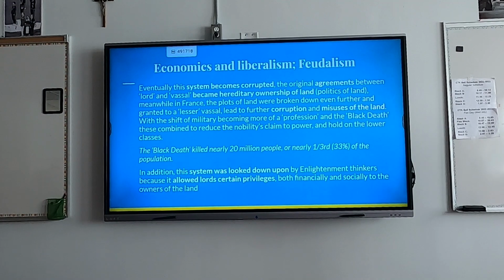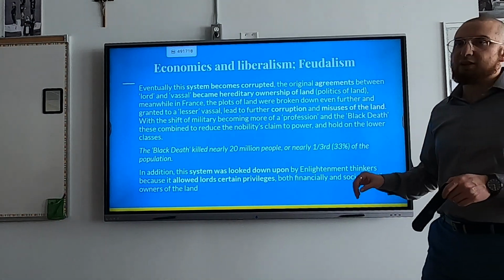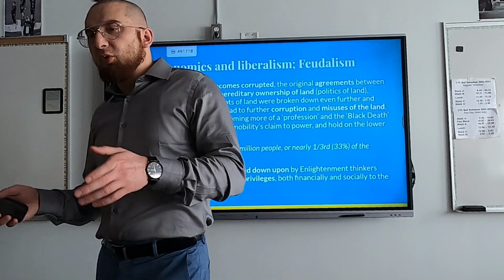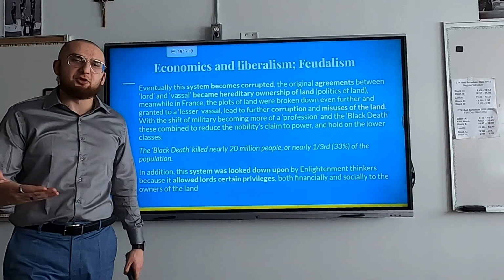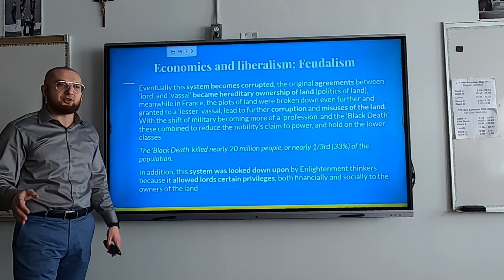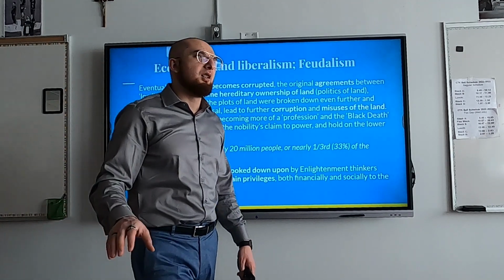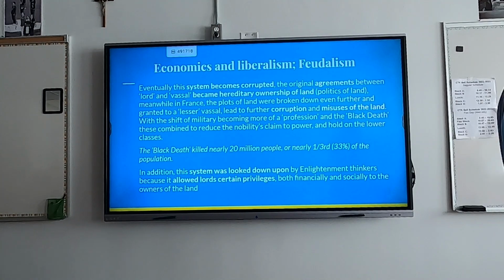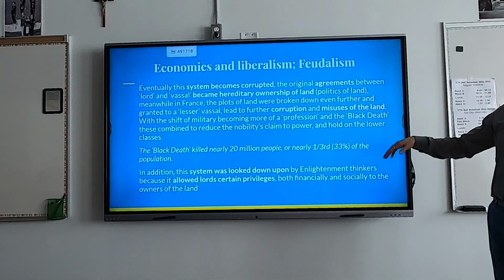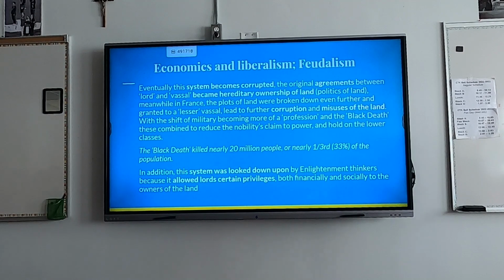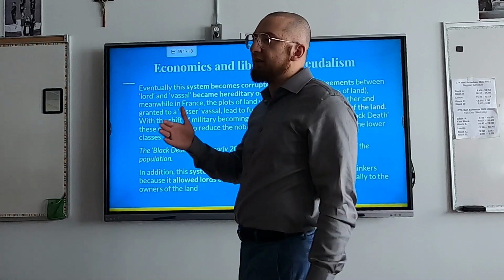So this system does become corrupted. Rather than the king giving out the land to certain people, the people who had gotten it are transferring it down to their children. So it stays within their family. So the peasantry stays peasants, and the people with land maintain that land. Hopefully they do a good job of it. The plots of land in France were broken down further and further. There's misuse, there's corruption. So systems have a tendency to decay. They get worse over time because people stop running them properly.